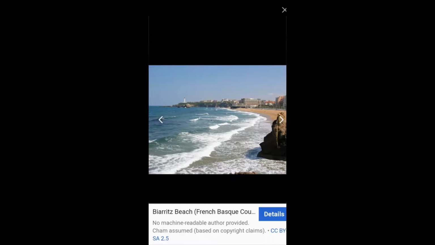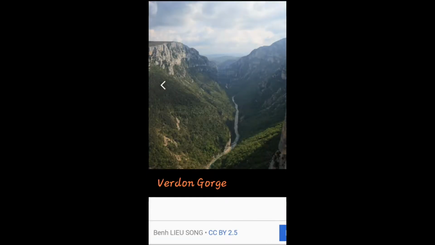France is also known for its beautiful gorges. This is the Vernon Gorge. It's in southeastern France.